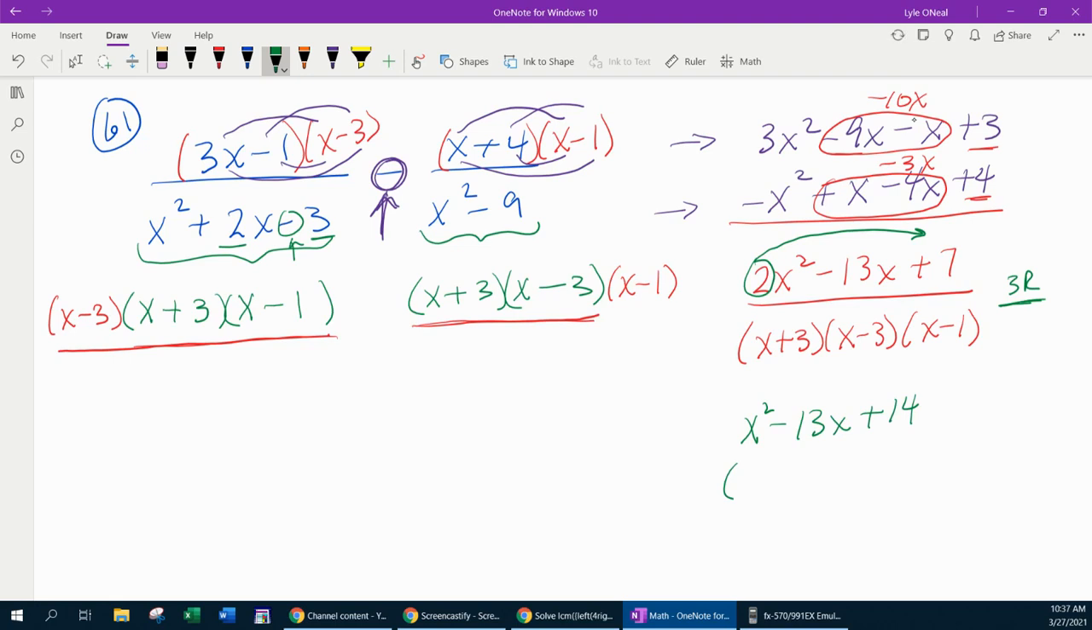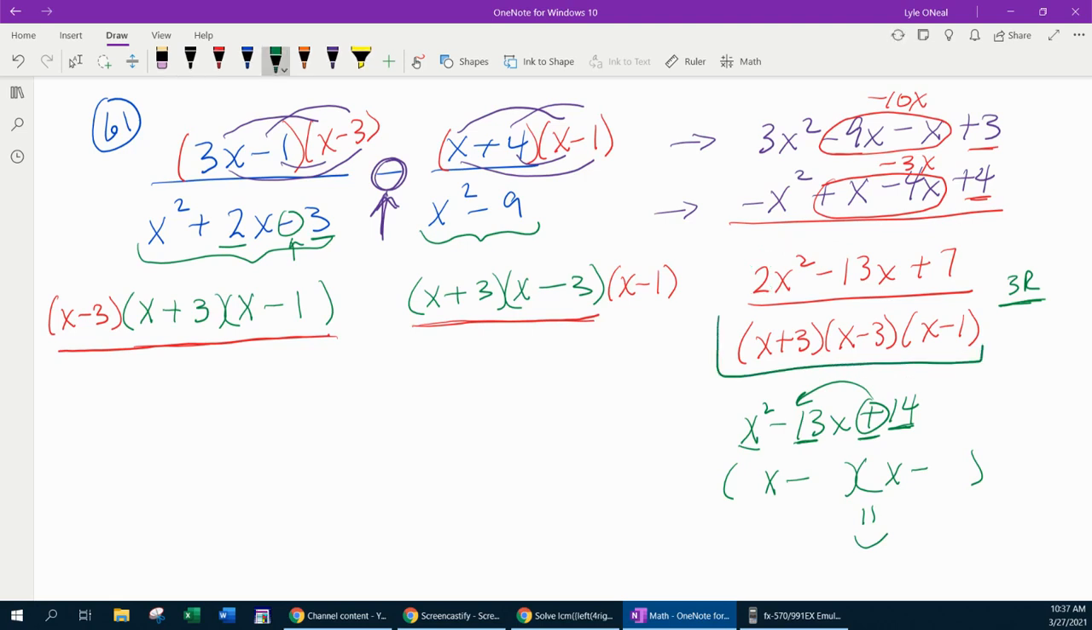And then factor the standard trinomial. Read the signs. They're both going to be minus. X and x to make x squared. Numbers that multiply to make 14 and add to make 13 don't exist. So this is not going to factor. Or maybe, I don't know, maybe you're happy about that. And what that means is that this answer here is the final answer, simplified completely.